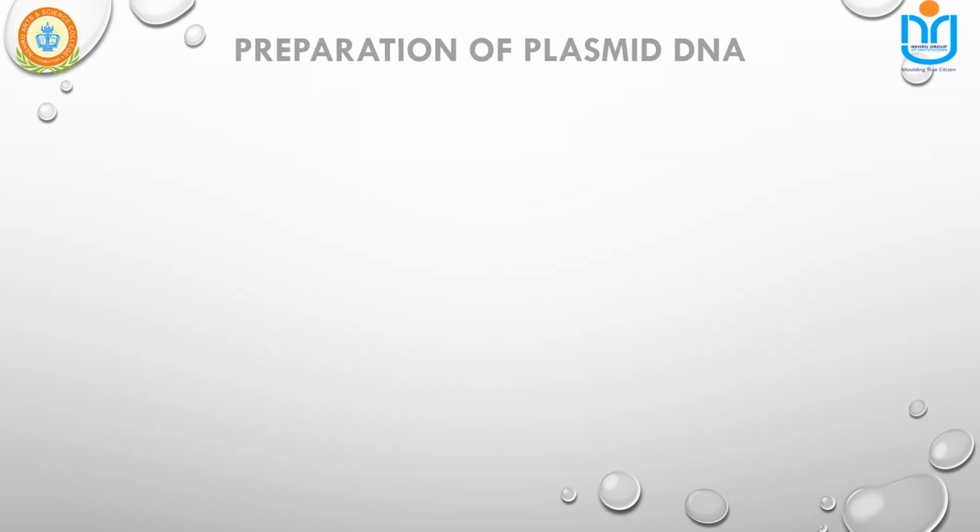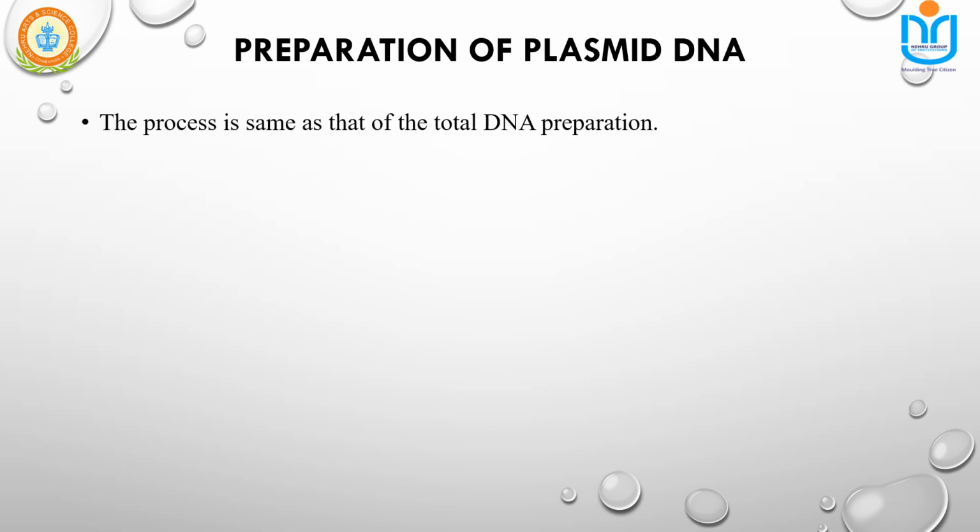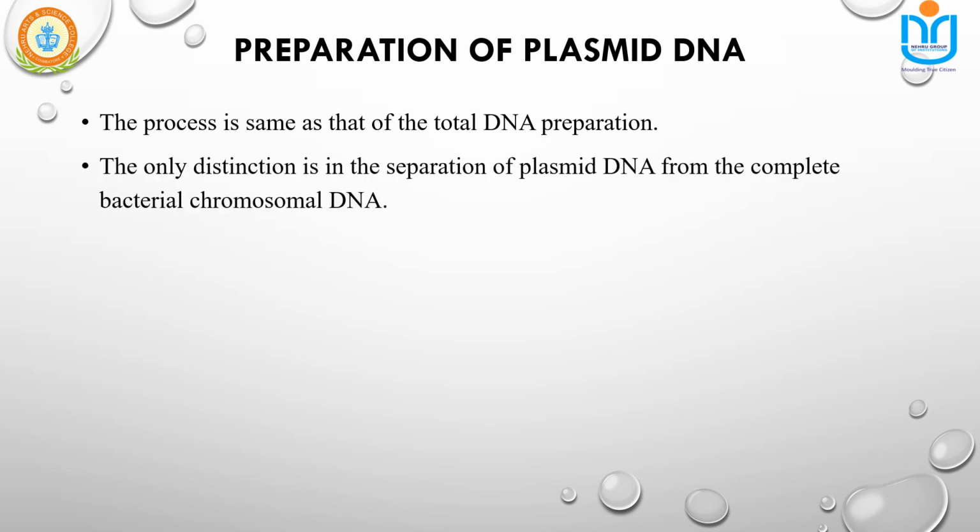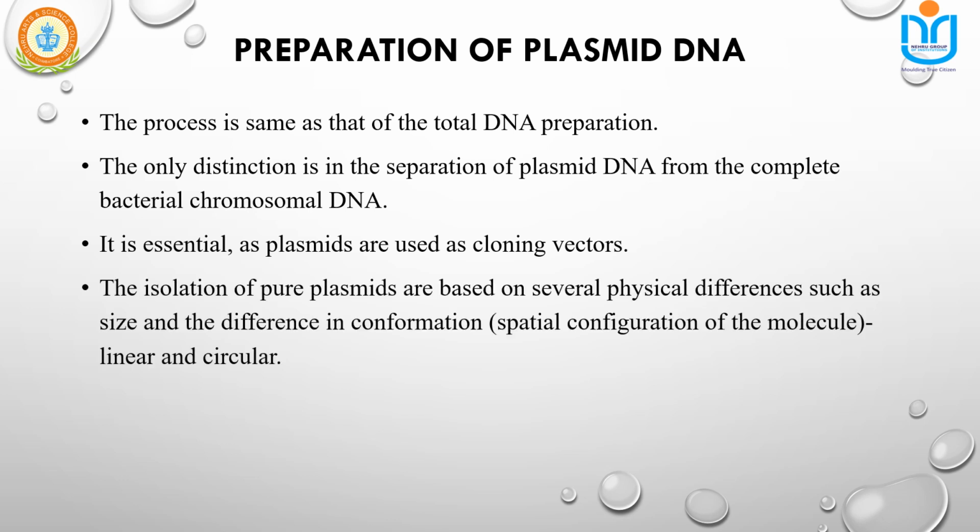Now we'll look at the preparation of plasmid DNA. The process is the same as that of the total cell DNA preparation. The only distinction is in the separation of plasmid DNA from the complete bacterial chromosomal DNA. It is essential as plasmids are used as cloning vectors. The isolation of pure plasmids is based on several physical differences such as size and the difference in conformation, that is, the spatial configuration of the molecule. It may be linear or circular.